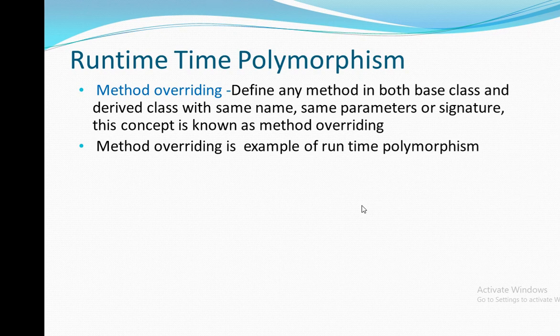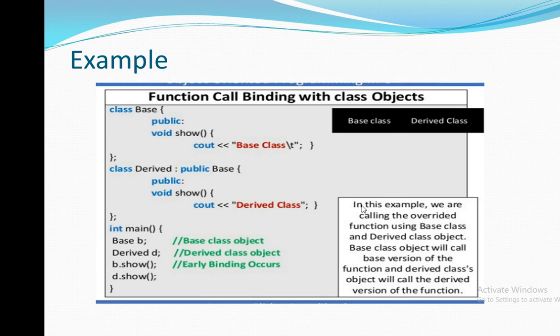If we define a method in both the base class and the derived class with the same name and the same parameters, or signature, this concept is known as method overriding. Method overriding is an example of runtime polymorphism. Here is one example of method overriding. Class base and class derived both have the same method with the same signature. The method name is show, and it doesn't have any parameters.